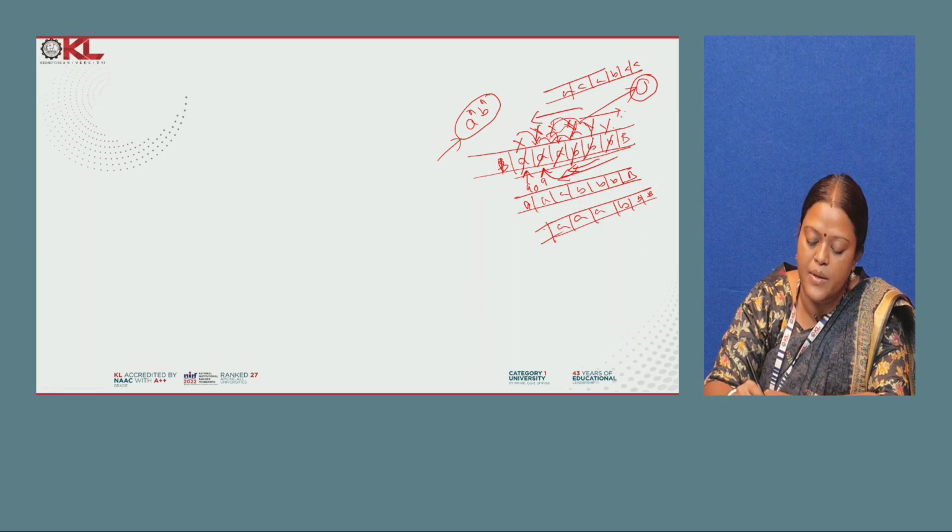Now for this example, suppose we have 2 A's. The first A is replaced by X, so we will go in this direction. The first B should be replaced by Y.